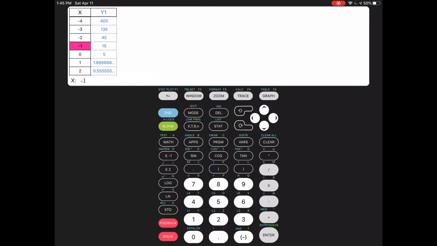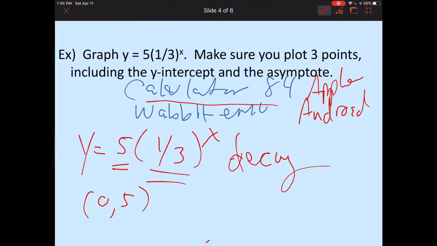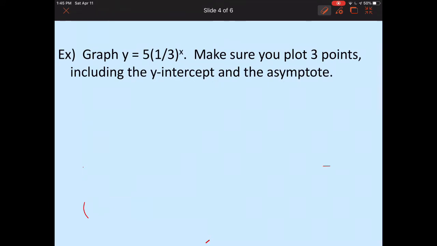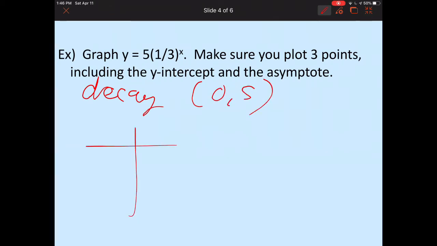So let's write down our table. I'm going to erase this calculator stuff now since you already have it down. All right, so here we go. We said that it's decay, right? And then we should cross through (0, 5). So we have this table, as you can see in your calculator, that (-1, 15), (0, 5), and then these decimal ones. And then I think it's 0.36.